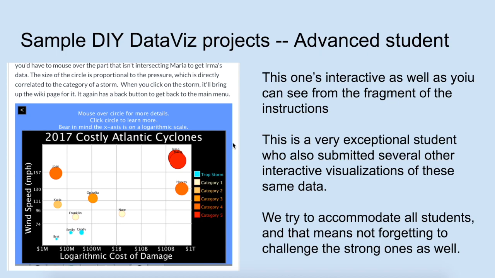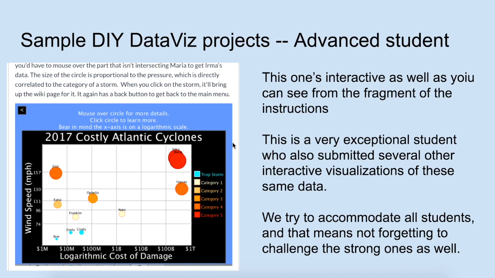Here's an example, still from an intro class, of work by a very advanced student on a DataViz project. You can't tell from the screenshot, but this is actually a fully interactive application. You can click on the Atlantic cyclone names and get hyperlinked information about the storm. They're color-coded, and the student also submitted several other interactive visualizations of these same data.